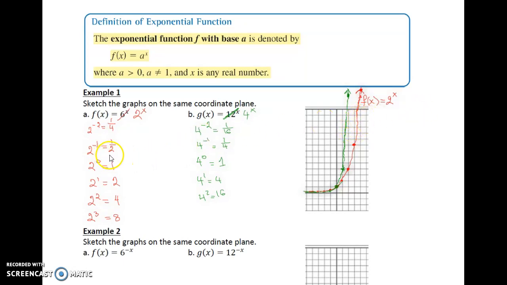I want you to please note that this value here, no matter what your base is, you will always have that value. Always, for any one of these bases, you will have a point that goes through 0, 1. Your next point will always go through the base and 1. A to the 1st power will always go through the base. Let's go ahead and look at the second example.